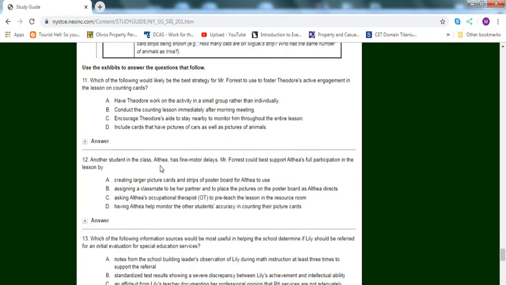Another student in the class, Athena, has fine motor delays. Miss Ford could best support Athena's full participation in the lesson by... Now you know the question is asking about Athena's fine motor delays. Sorry, that's the name of the student. Fine motor delays. So look into the passage and find which one states fine motor delays.